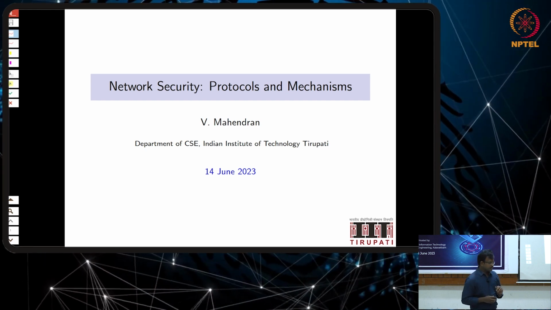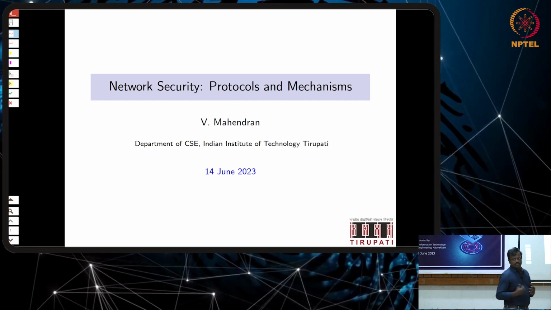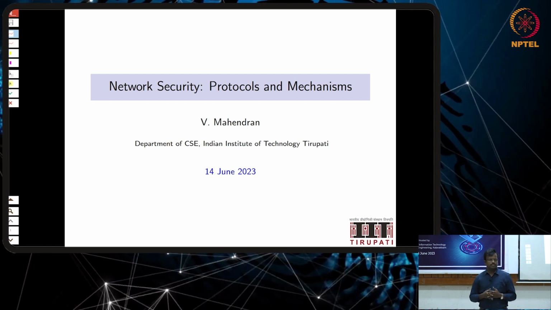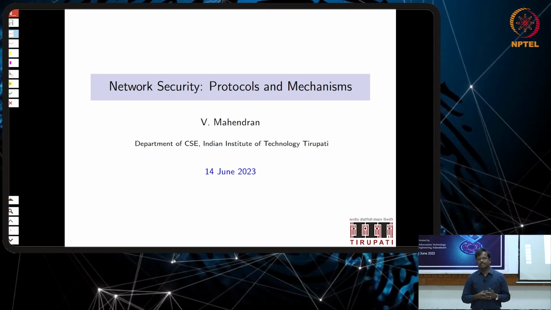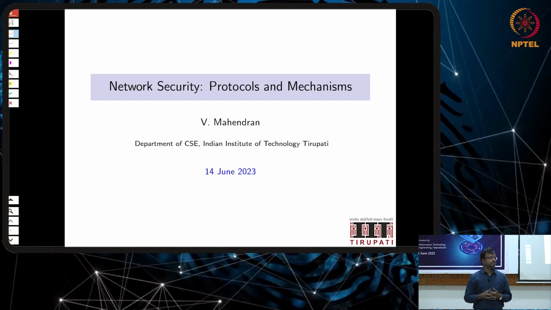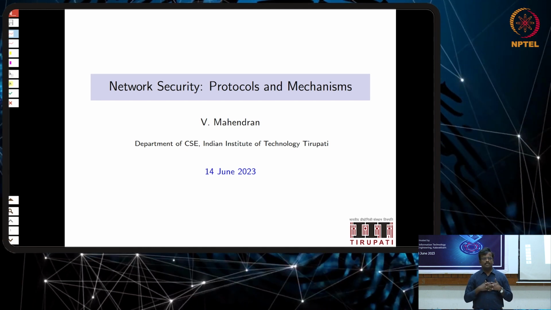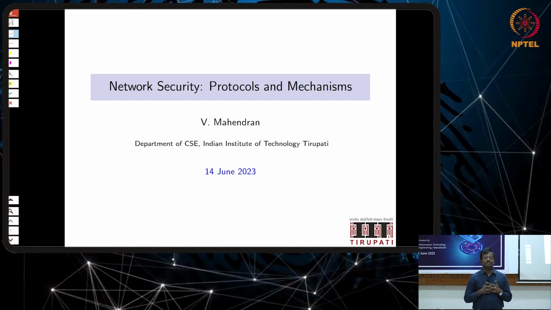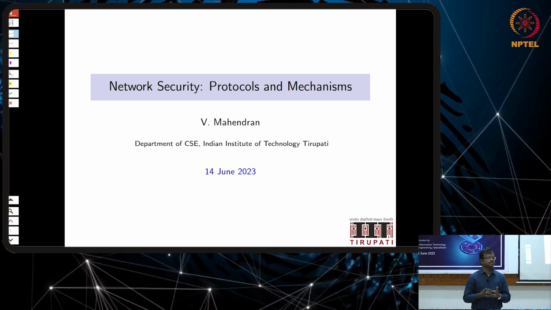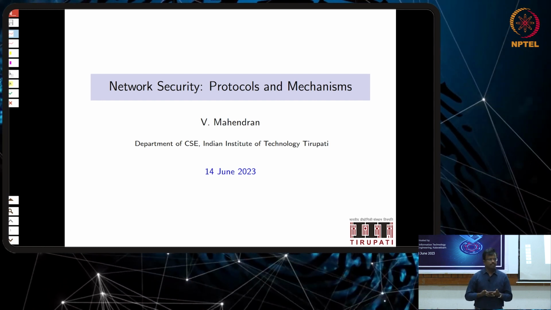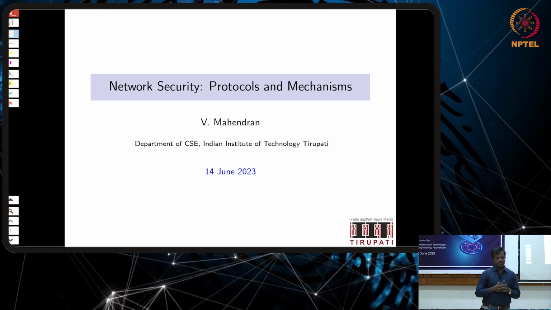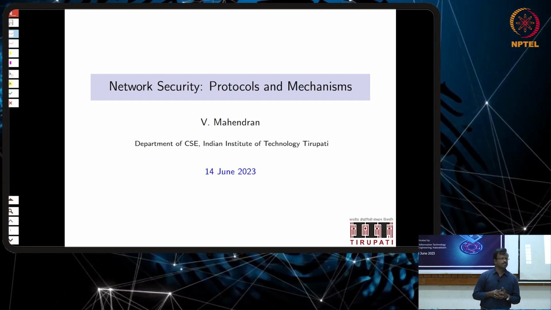As Dr. Balaji mentioned, I'm handling the network infrastructure of IIT Tirupati. Since this is a new institute, we are creating the new network infrastructure, and we are working from the design stage itself.